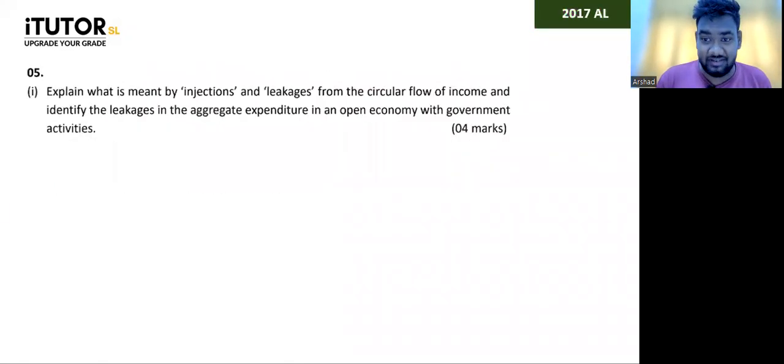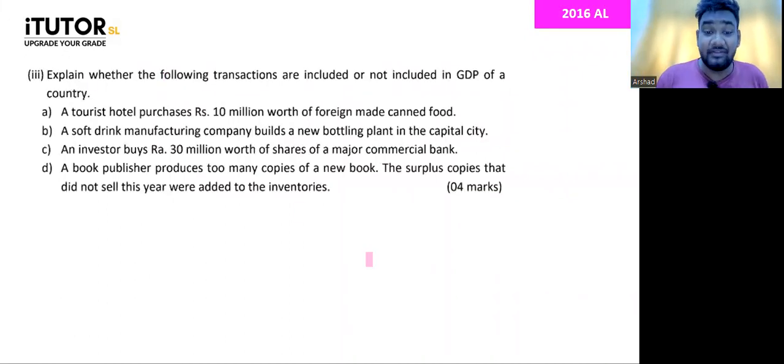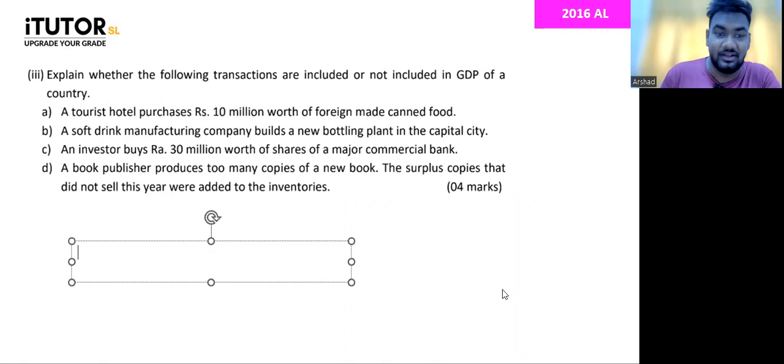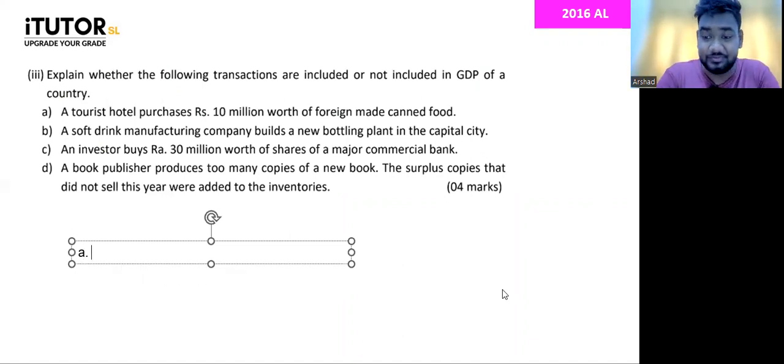I think this is the last one from the 2016 paper. Explain whether the following transactions are included or not included in GDP of a country. Okay, we'll start with the first one. A tourist hotel purchases 10 million worth of foreign-made canned food. Is this included or not included? Tourist hotel, 10 million canned food. Okay, not included.